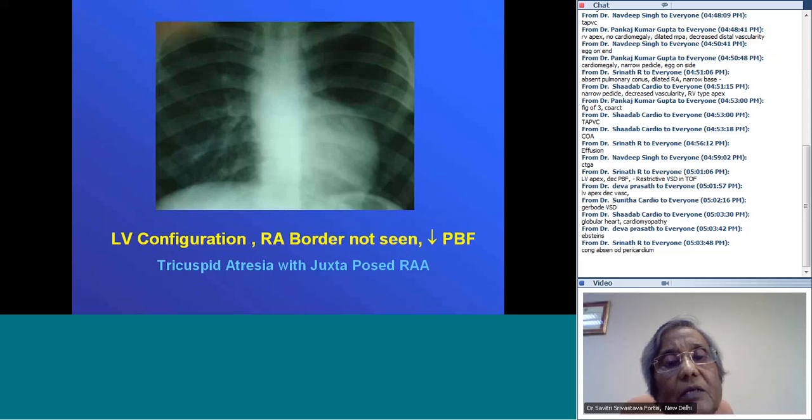juxtaposed right atrial appendage, and of course decreased pulmonary blood flow. And juxtaposed atrial appendage can occur with tricuspid atresia. So this is a very classical X-ray for that.